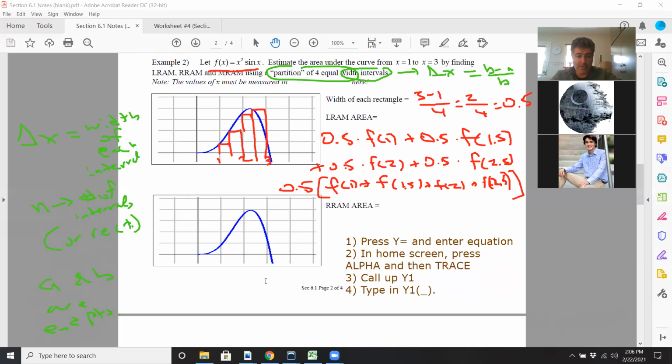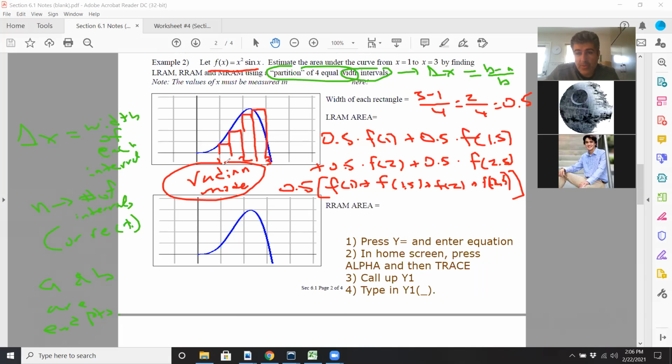Go to y equals. So here's a calculator, right? Hit y equals, top left corner. Enter the equation x squared times sin x. By the way, you have to be in radian mode. Very important. Radian mode.